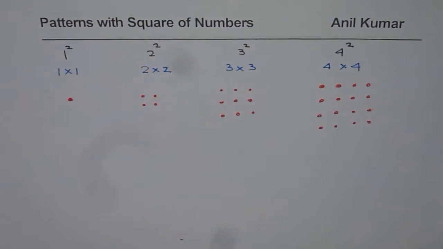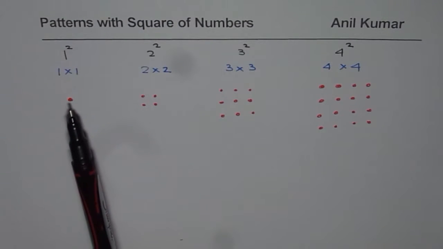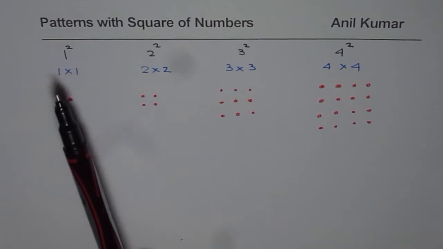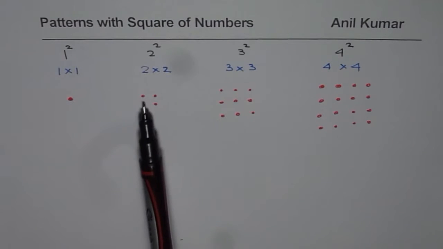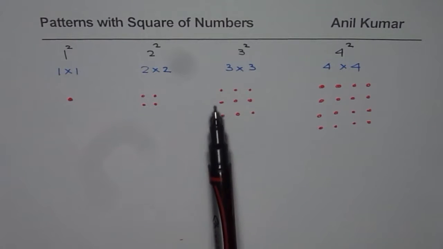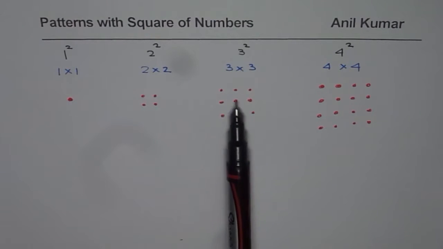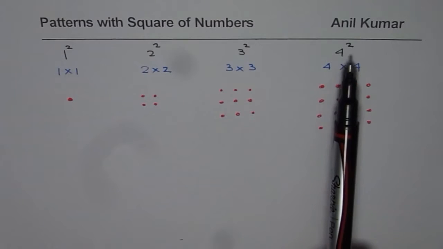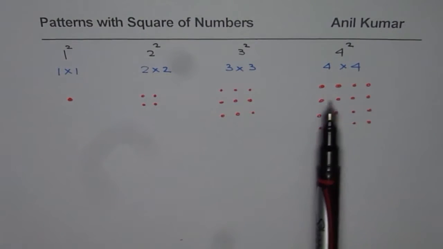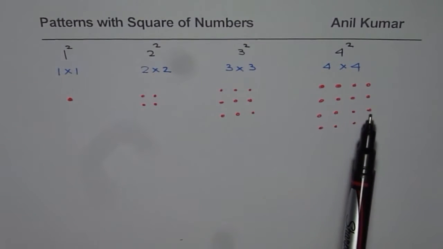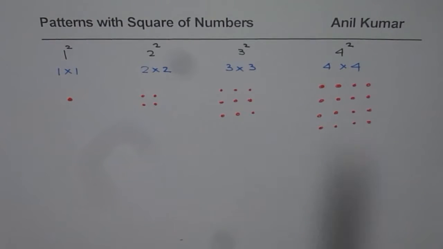So imagine that you have marbles placed there. The number of these marbles will represent 1 square, which is 1, 2 square, 1, 2, 3, 4, 3 square means 1, 2, 3, 4, 5, 6, 7, 8, 9, and 4 square means 1, 2, 3, 4, 5, 6, 7, 8, 9, 10, 11, 12, 13, 14, 15, 16. So we know 4 square is 16, right? Now that is how you can actually find the square of a number.